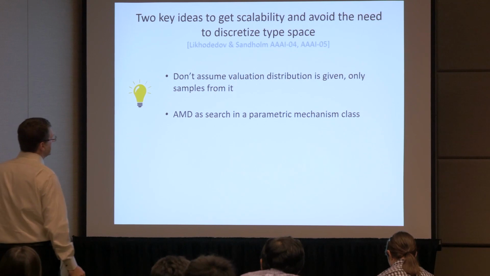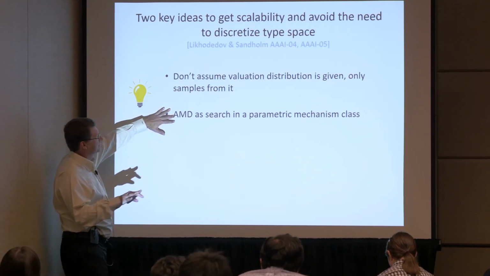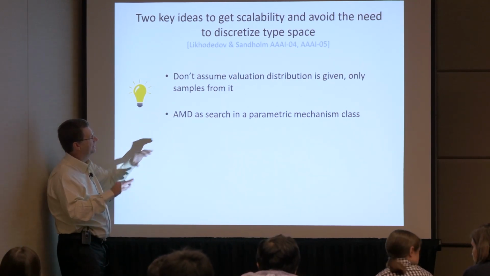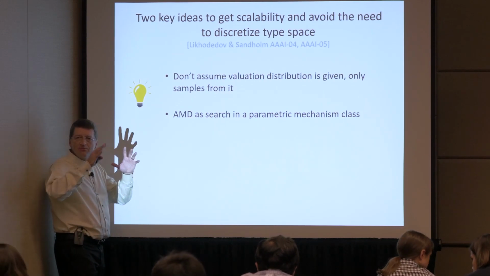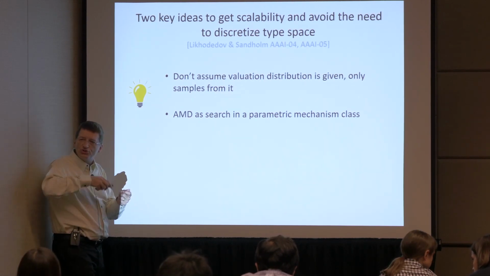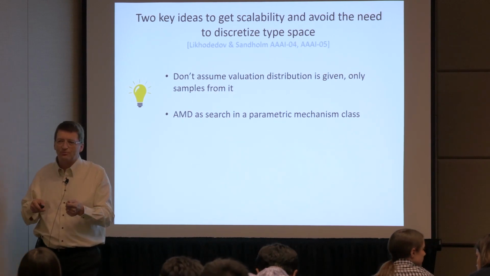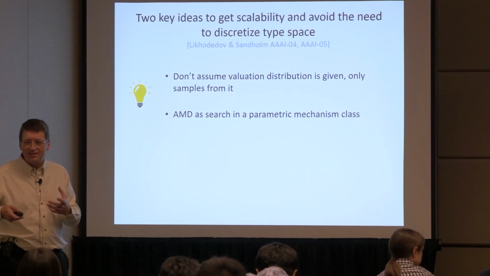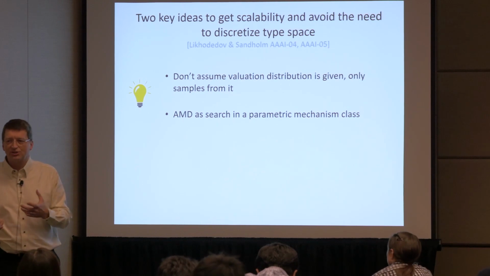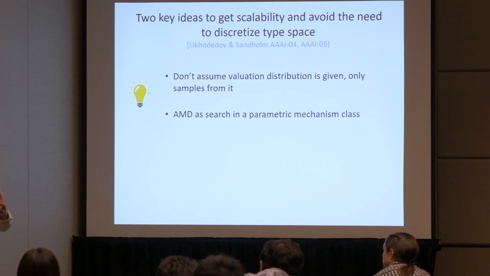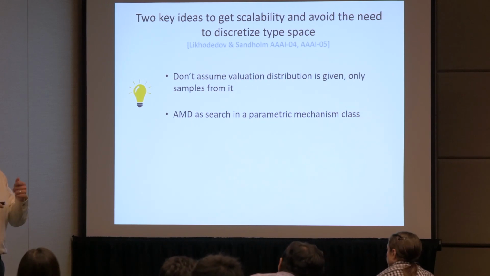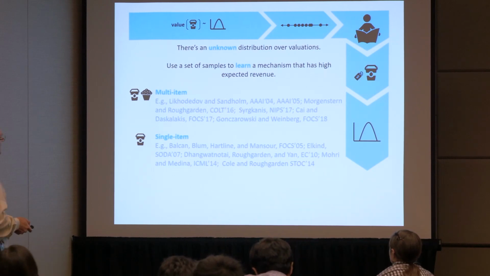And the second is that instead of starting tabula rasa, from a clean slate, and designing from scratch, let's set up some family of mechanisms, and we're going to search through that family. The family should have the property that it has good incentive compatibility and individual rationality properties, so that any point in the space satisfies those, and then we're just trying to find the point in the space that has desirable objective value, for example, high revenue. Okay, so let's talk about the sample part first.